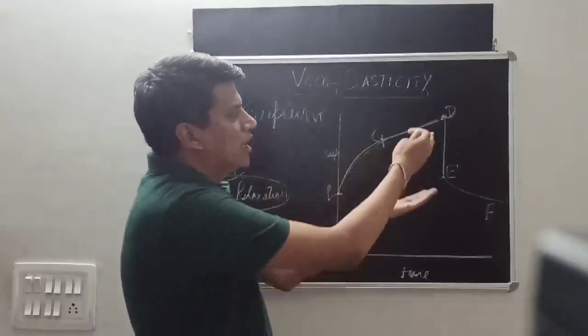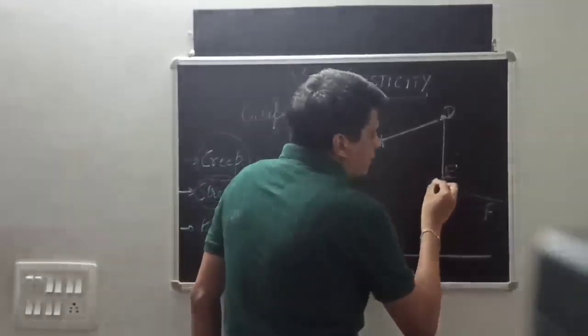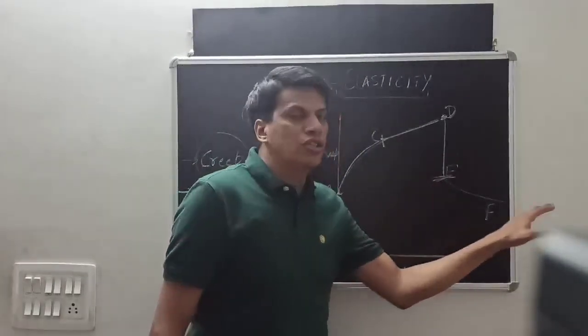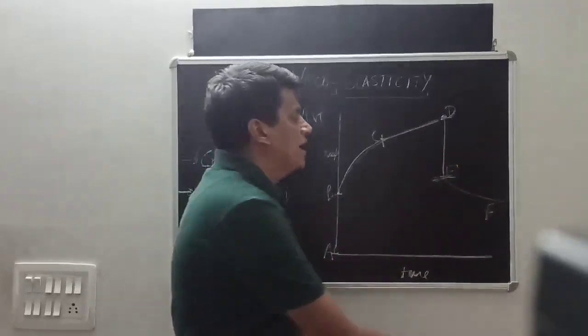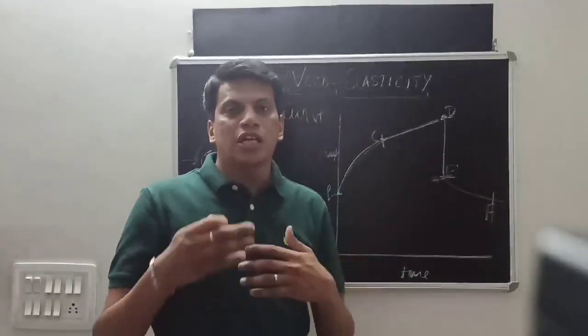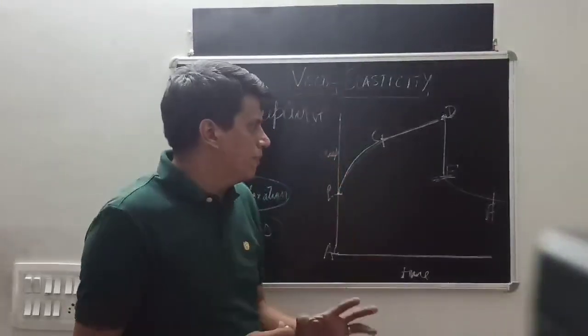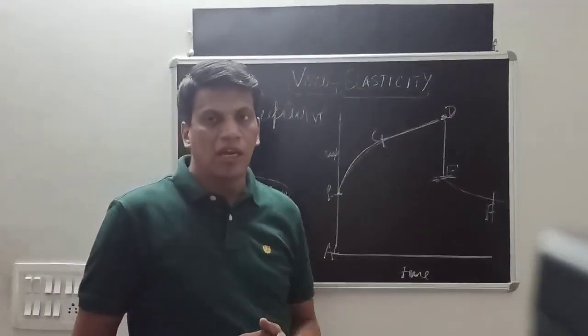This is deformation, this is restoration of deformation. But after a certain level, after point E, because of viscous deformation, the change becomes permanent, and ultimately the material acquires a new physical property. So this is the creep curve for a viscoelastic material.